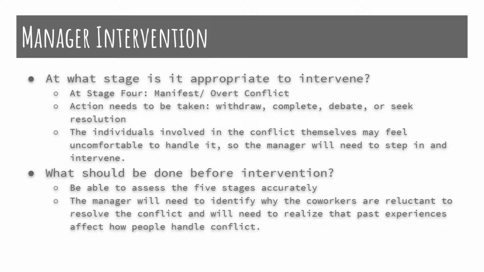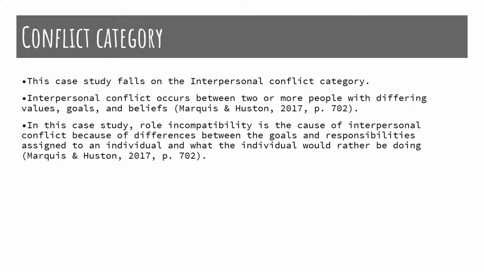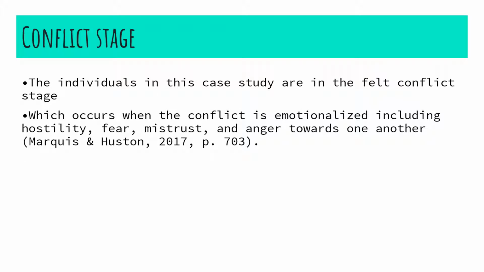Next, the conflict category. You can see the conflict falls between 2 employees, the LPN and the other nurse, which is categorized as an interpersonal conflict since it's between 2 people. The 2 employees have different goals and beliefs on what they feel is important, which is causing conflict to arise. So this is role incompatibility. The 2 employees just aren't getting along and they do not have a common set goal.